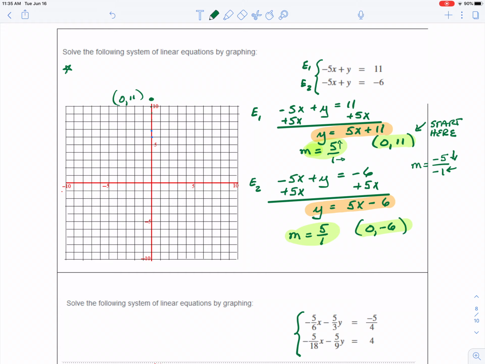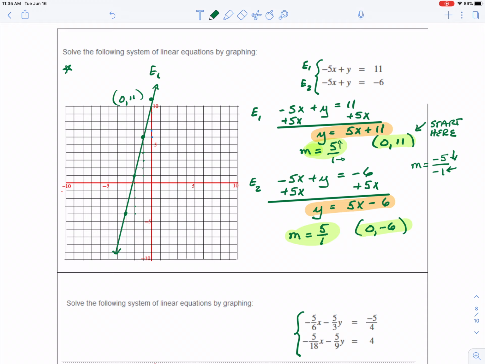Down 5, left 1, down 5, left 1, down 5, left 1. So this first line looks something like that. That's equation number 1.